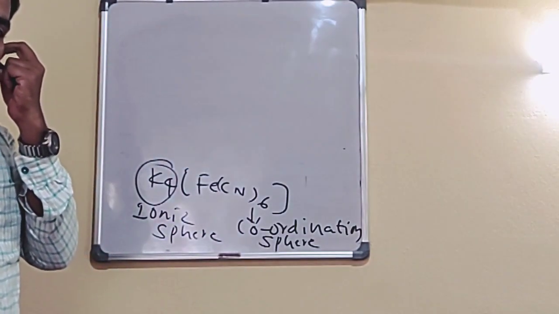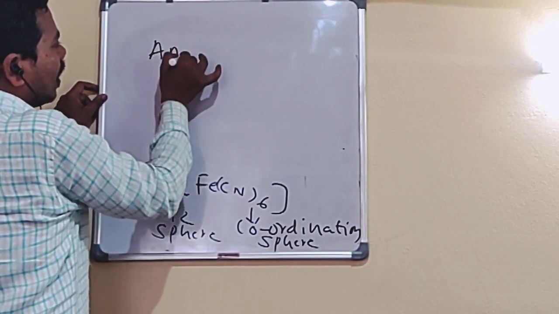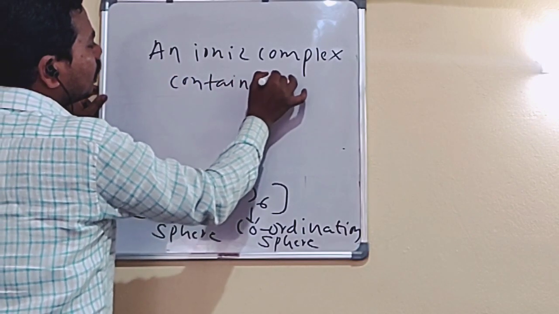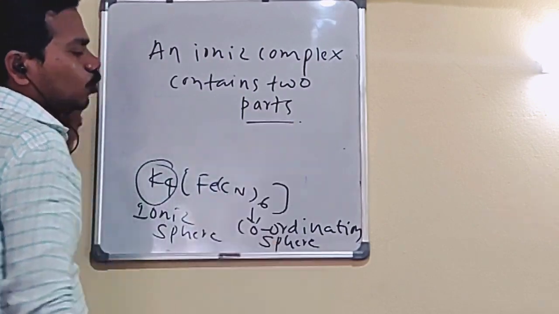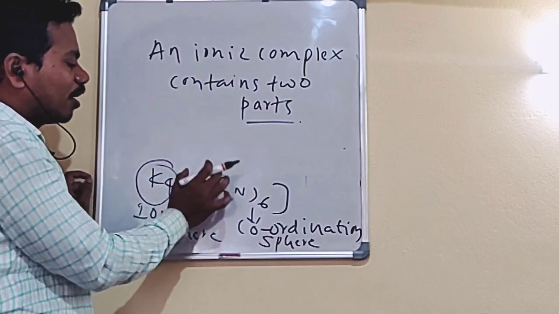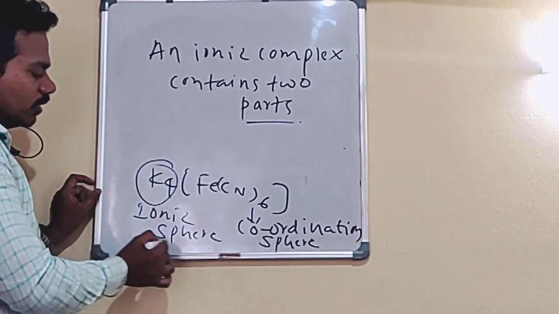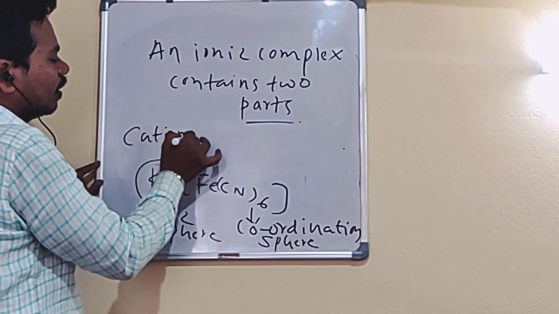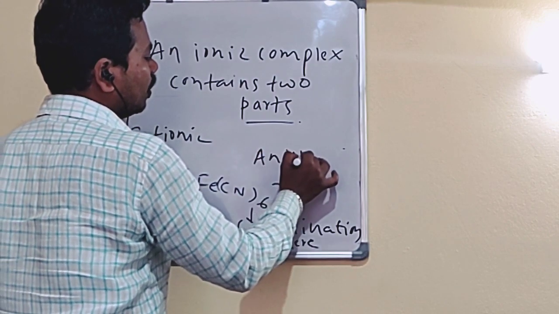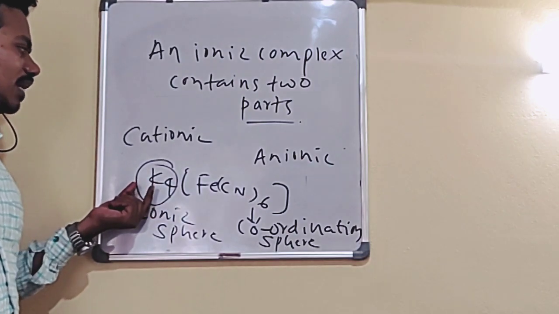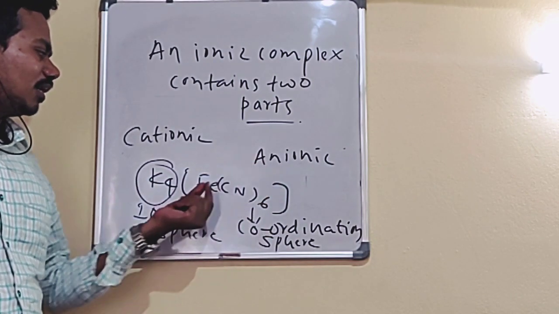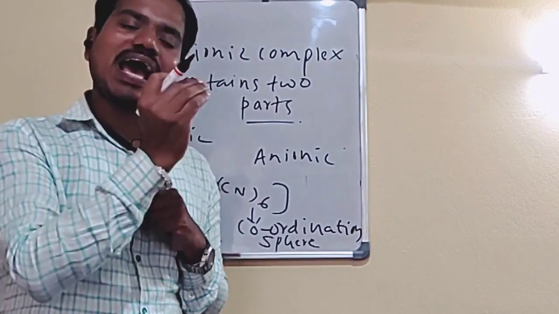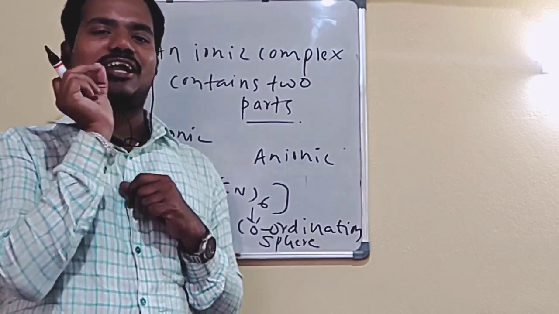Here, an ionic complex contains two parts. One is the ionic sphere and the other is the coordination sphere. So this is also called the cationic part, and this is the anionic part. For naming coordination compounds, we should write the cationic part first, then the anionic part.